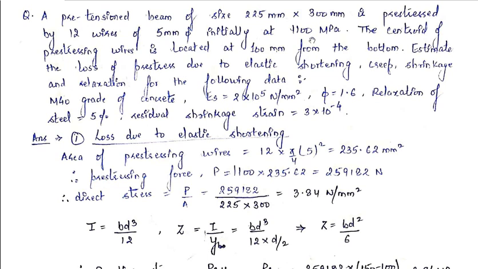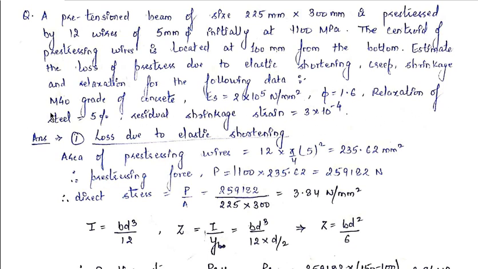Now in this question we are given that we have a pre-tensioned beam and we have to find out the total loss of pre-stress due to elastic shortening, creep, shrinkage and relaxation of steel. Now we are given the following data. Now we have to use this data for the calculation.